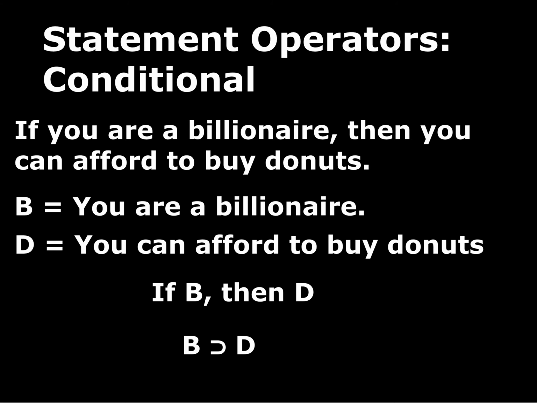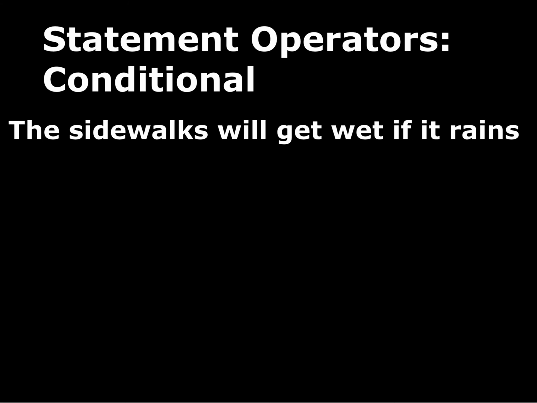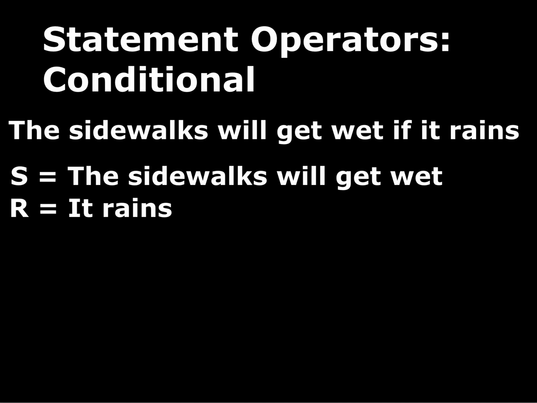Let's do another example. The sidewalks will get wet if it rains. What are the atomic statements? The sidewalks will get wet and it rains. So let's call those S and R. So I'll rewrite the original sentence, S if R. And now, how are we going to translate this? Well, we know it's a conditional because the word if is showing up. And in particular, it's if by itself.